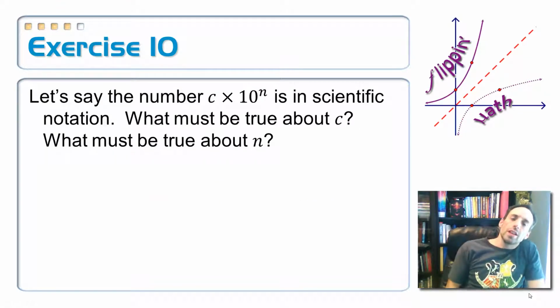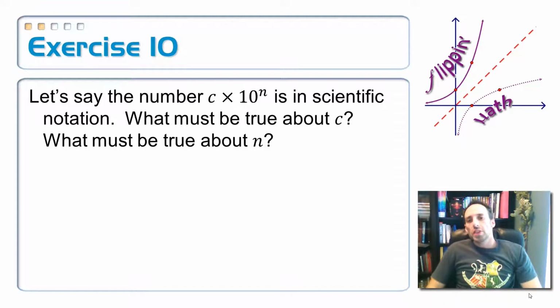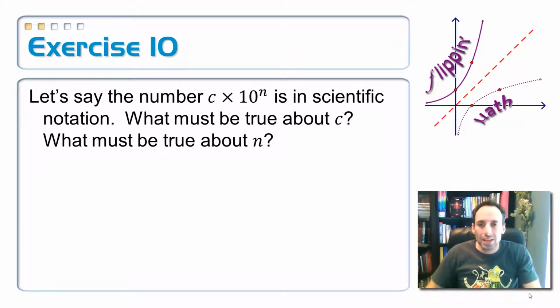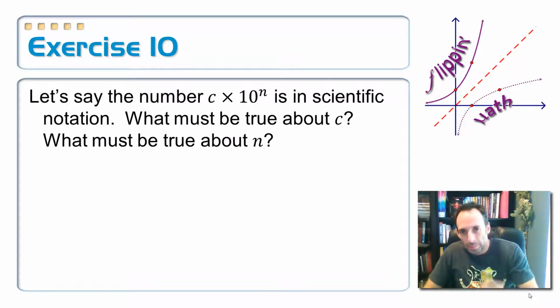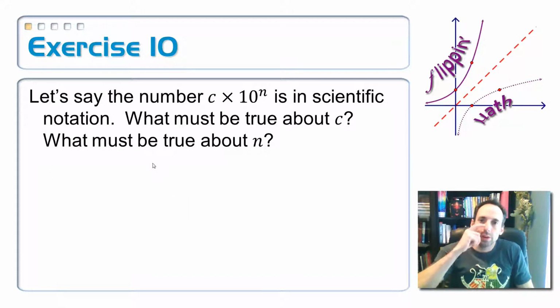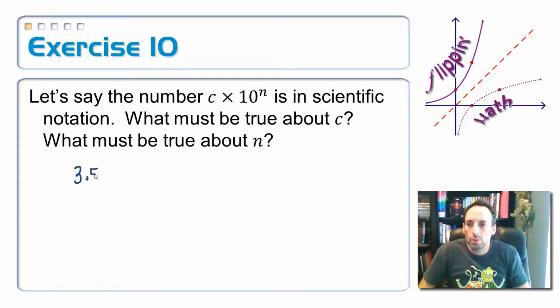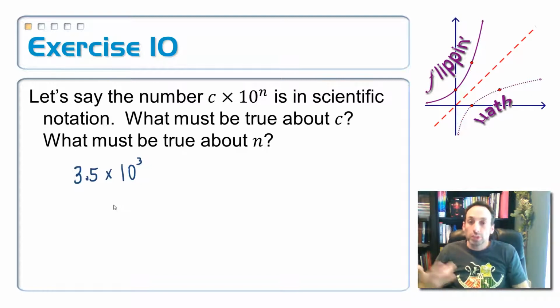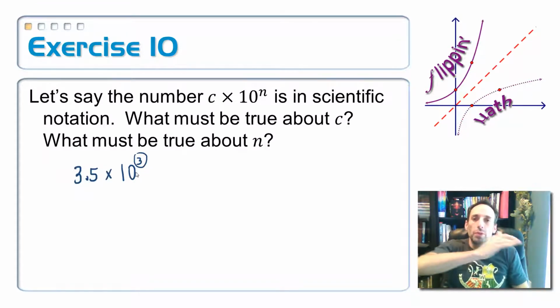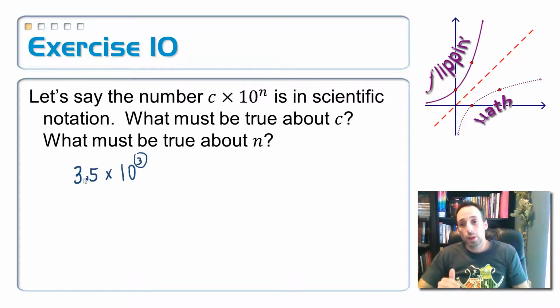Alright, the last part of this video has to do with scientific notation. Let's say that the number c times 10 to the n is in scientific notation. What has to be true about c, and what has to be true about n, the exponent? Let's look at a number we could have seen in scientific notation, maybe 3.5 times 10 to the 3rd power. Scientific notation means that with this 3rd power, I would take the decimal on the 3.5 and move it to the right 3 places. If it was -3, I would have moved it to the left 3 places.